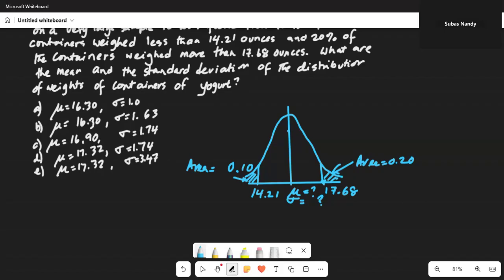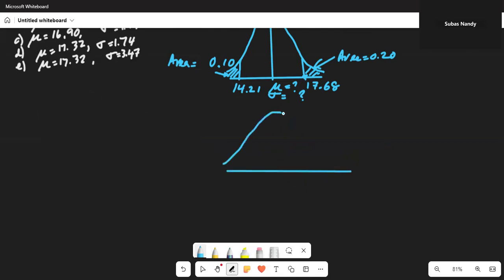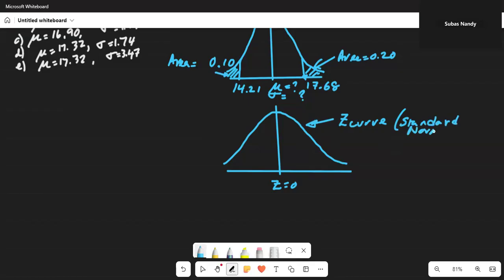So let me create a little bit more space. I will convert the information into a Z curve, standard normal curve. This is the Z curve. Z is equal to 0. This is the Z curve, or standard normal curve.